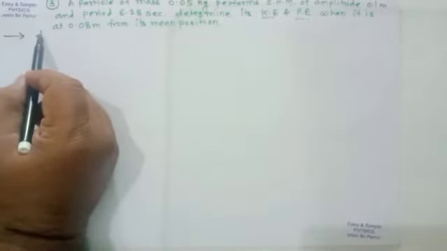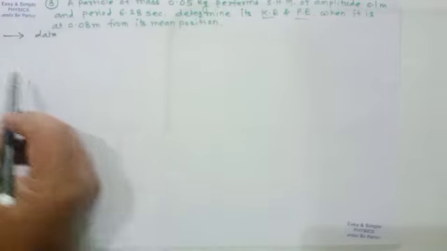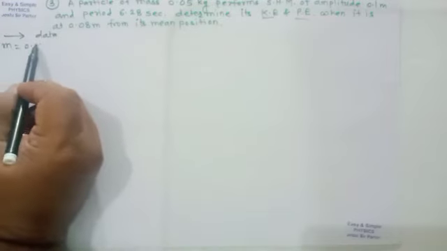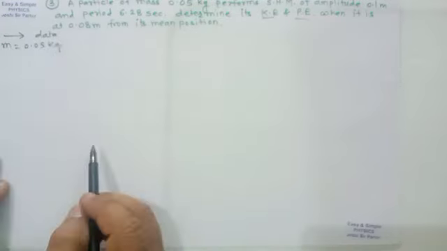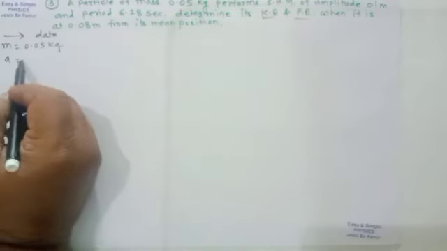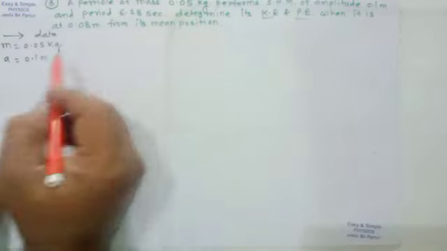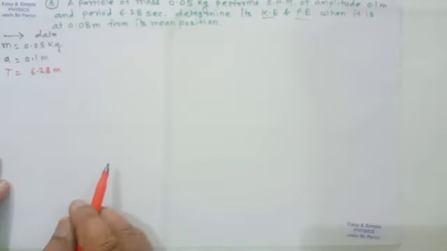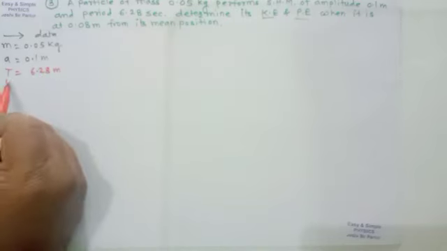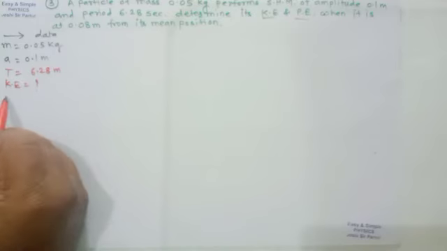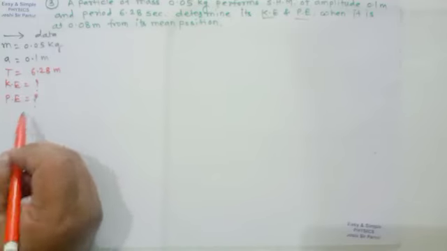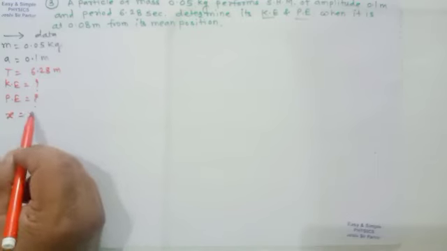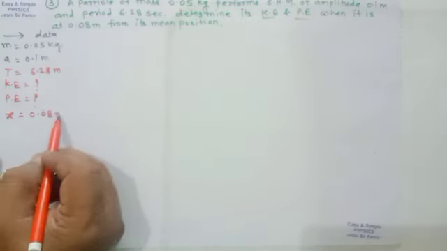See that here data is given. Mass is 0.05 kg. Amplitude is 0.1 meter. Time period is 6.28 seconds. And we can find out kinetic energy, potential energy, and displacement from mean position will be 0.08 meter.